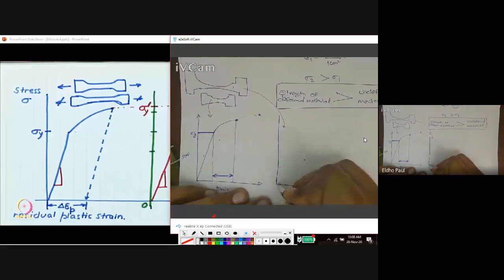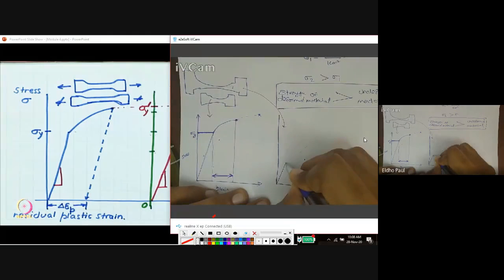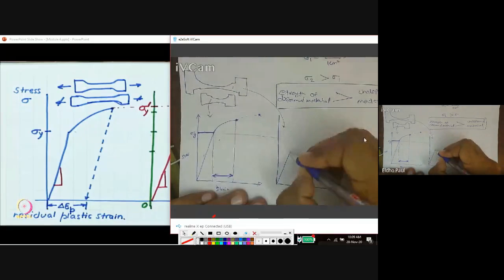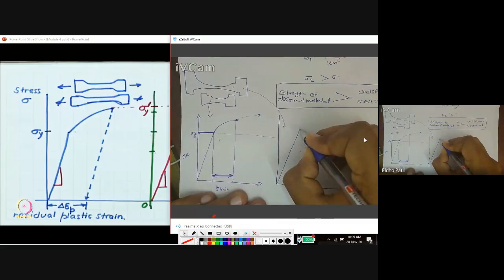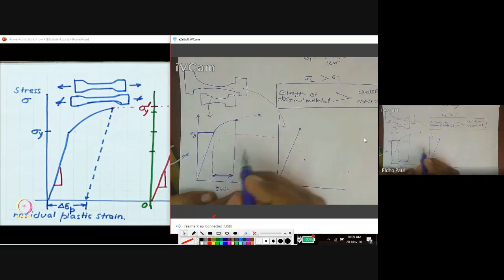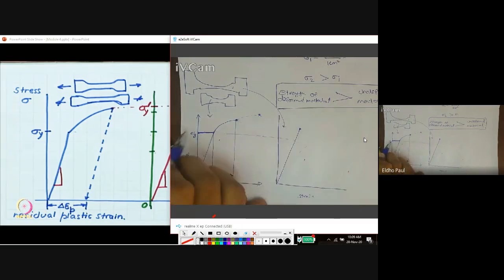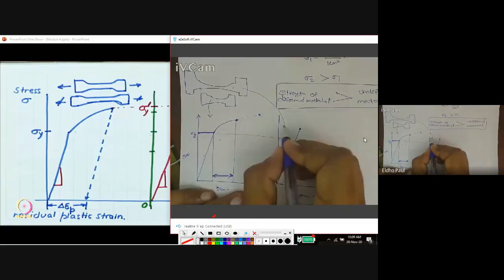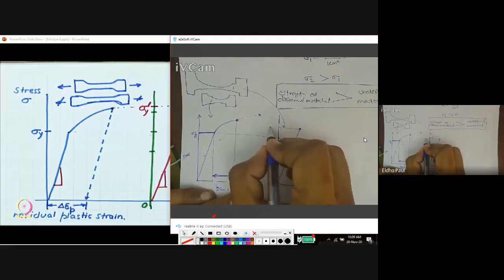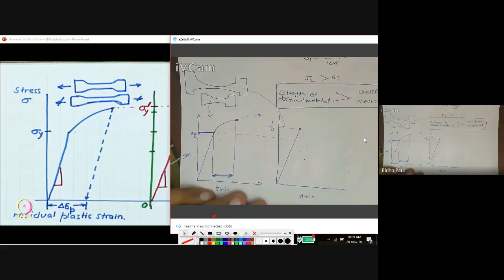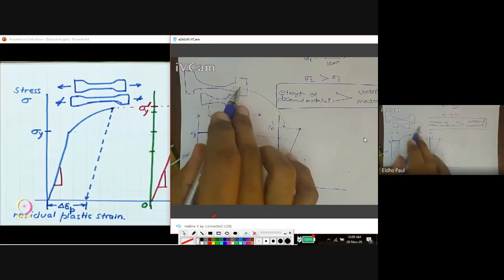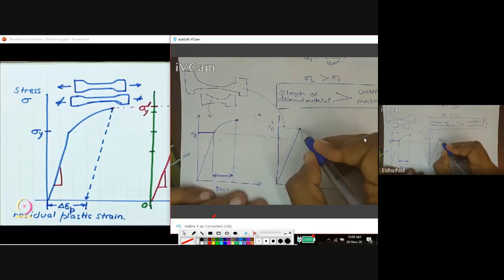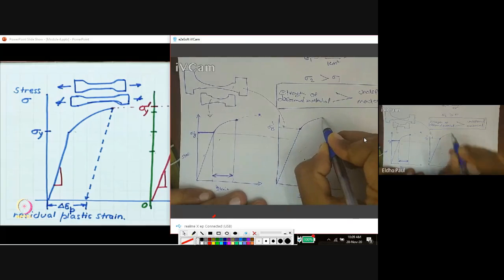Again, the stress is increased, but this material starts to plastically deform not at the same sigma y, but the yield strength is this one, sigma y dash. The plastically deformed material's yield strength is this point. That means only after this point is the material plastically deformed.